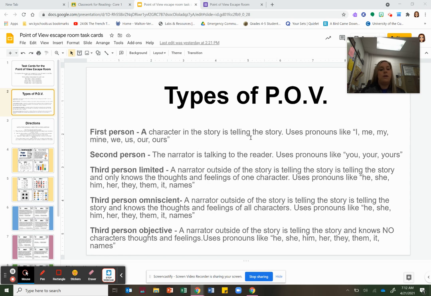And then the new one is third person objective. So it still is going to use pronouns like he, she, him, her, they, them, it, and names. However, this is when the narrator is telling the story and they do not know the thoughts or feelings of any of the characters. There's going to be dialogue going back and forth between the characters. It's going to talk about what's happening, events in the story, but we actually don't know any thoughts or feelings of the characters.